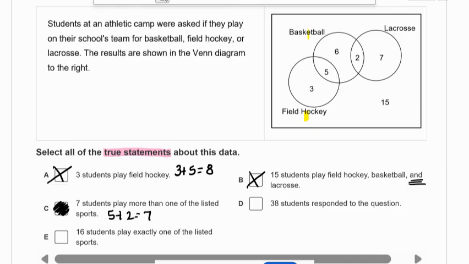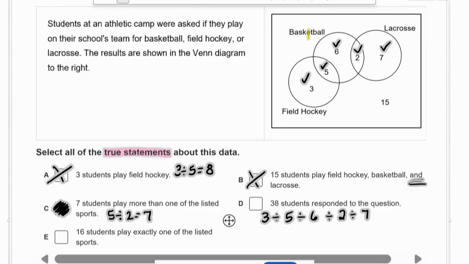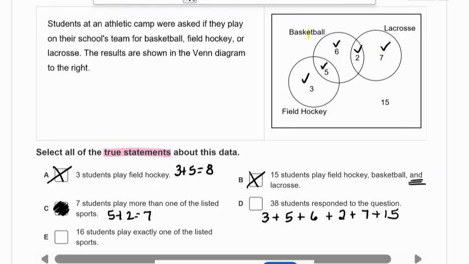D, 38 students responded to the question. Well, you would just add all the numbers in the Venn diagram and see if it's 38. So we're going to add 3 plus 5 plus 6 plus 2 plus 7 plus 15. Let's see, that would be 8 and 8 and 22. If you add those up, you do get 38. D is a true statement, so you want to choose that one.